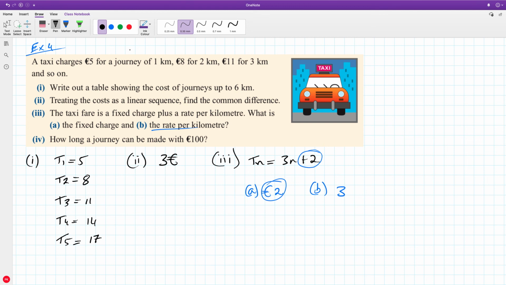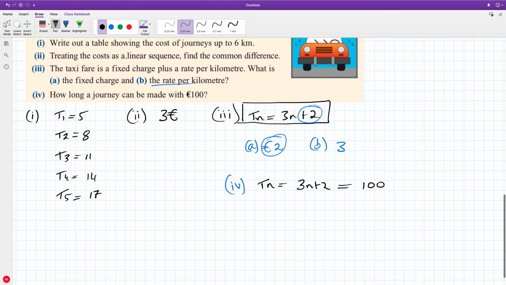The last one, IV. How long of a journey can be made with €100? So, the long way to doing that, and I see students doing it, is you keep counting up in threes until you get to 100. The shorter way is you say Tn is equal to 3n plus 2. And we know what's the final outcome going to be? 100. We know the final outcome is 100.